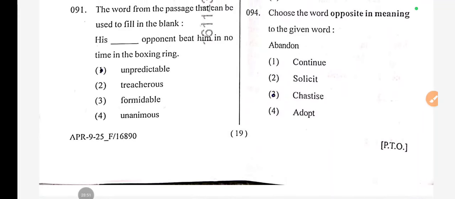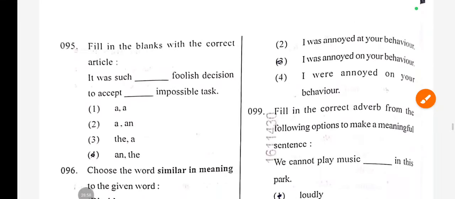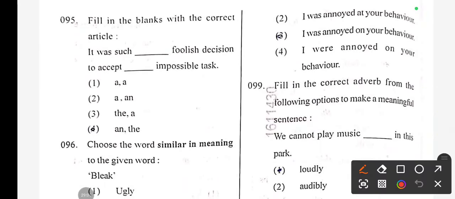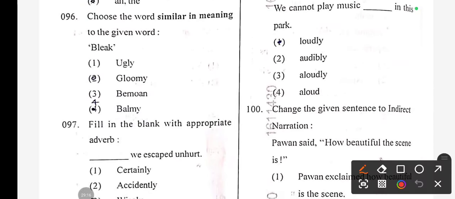94. Choose the word opposite in meaning to the given word. Abandon, continue. 95. Fill in the blanks with the correct article. It was such a foolish decision to accept an impossible task. Option 2. 96. Choose the word similar in meaning to the given word. Bleak. Answer, option 2, gloomy.